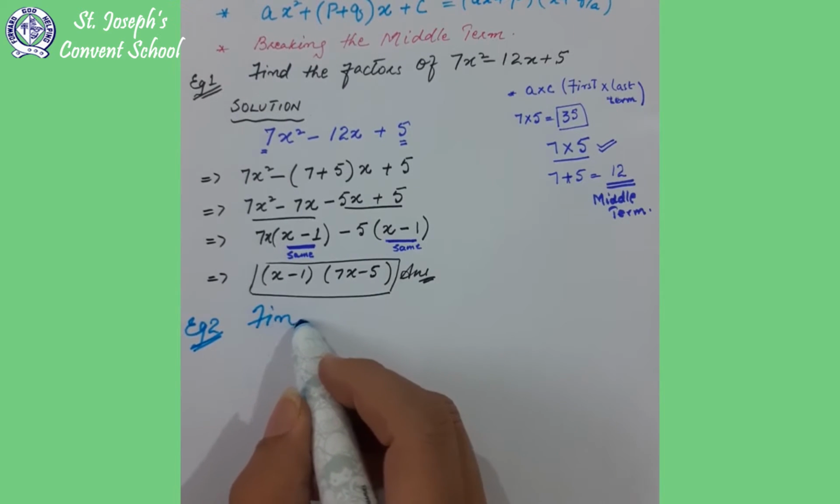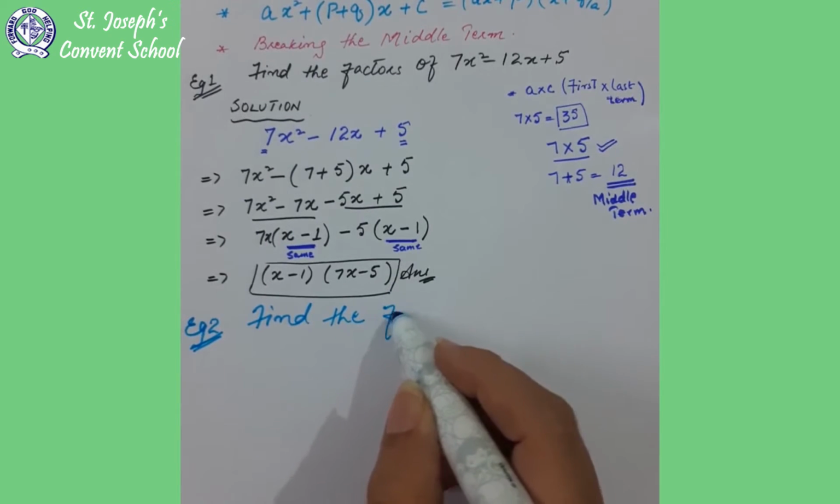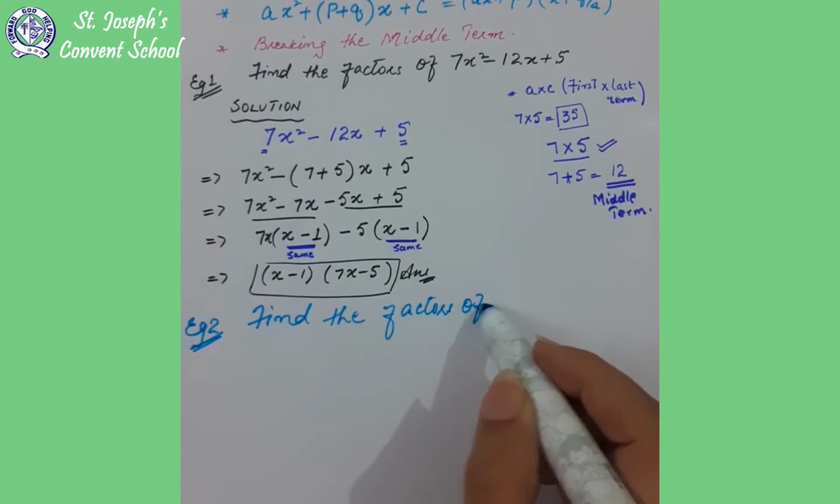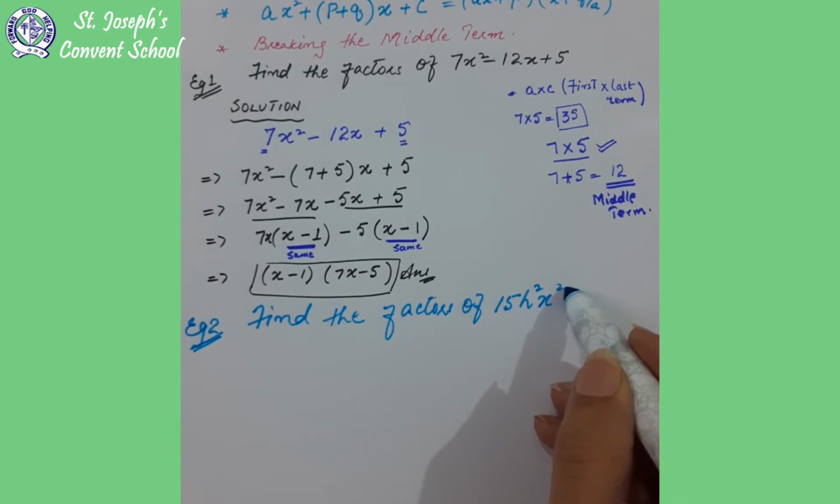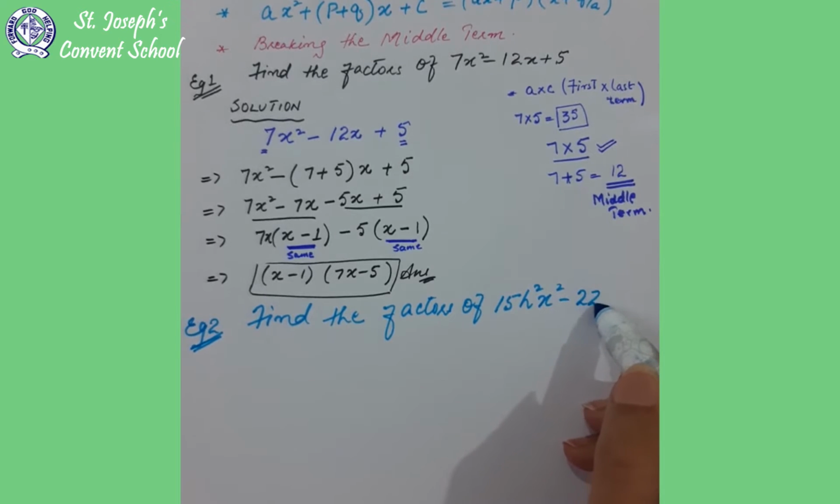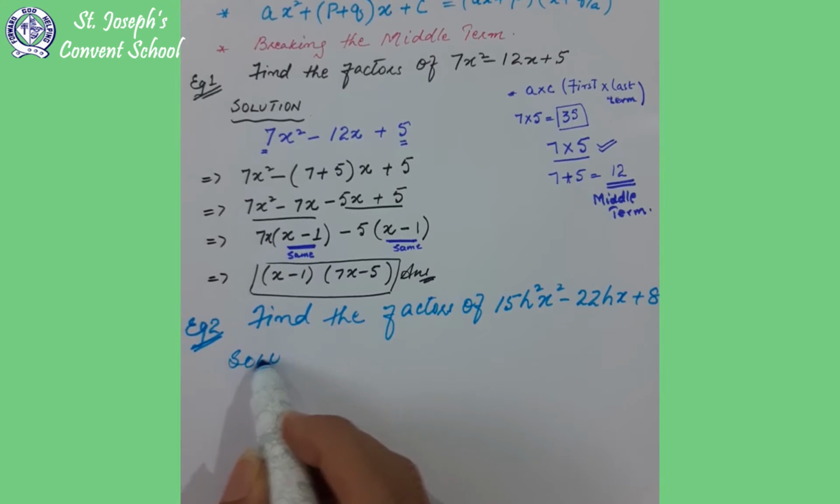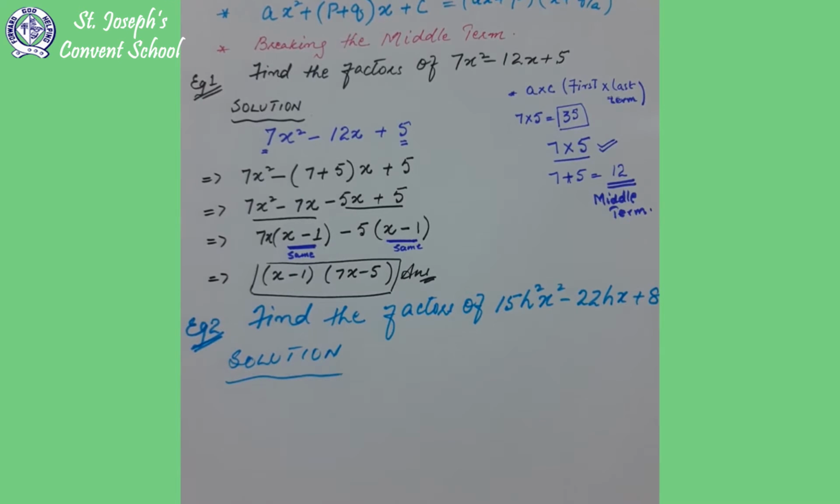Find the factors. This is again from your book. Okay, find the factors of 15 h square x square minus 22 hx plus 8. Okay, this question is in your book. This example is in your book. Okay, then let me solve it.